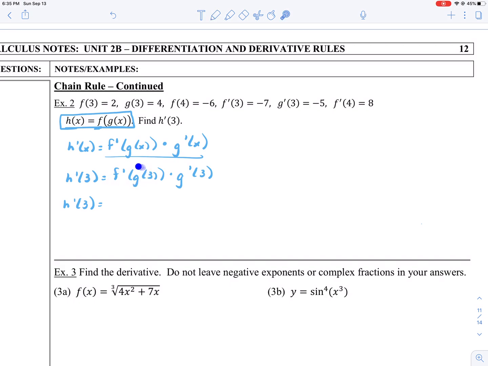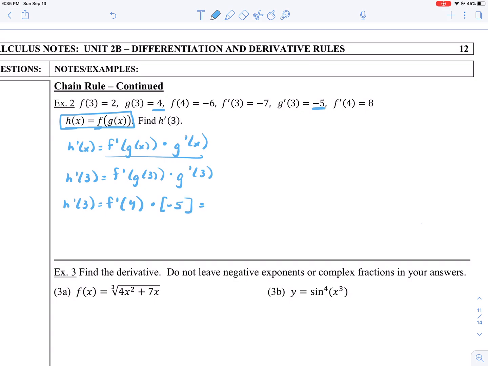This notation very much matters. This is not f prime times g of 3. This is f prime of g of 3, which means there's an inside piece that is applying to the f, or to the f prime in this case. So f prime of g of 3 was given to me. G of 3 is 4, times g prime of 3, which was also given to me, negative 5.